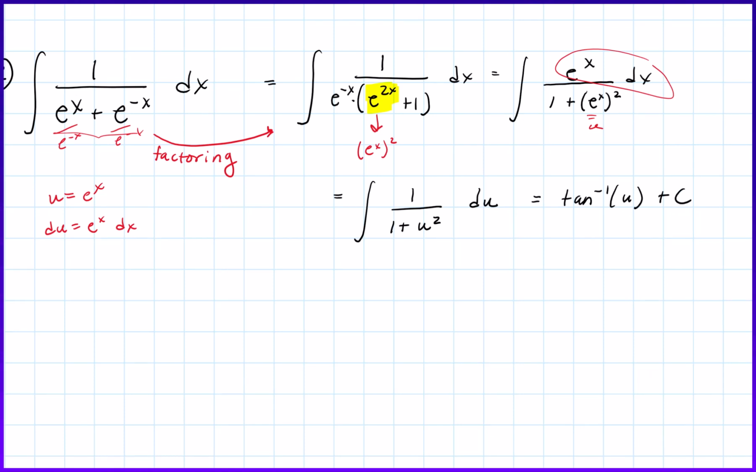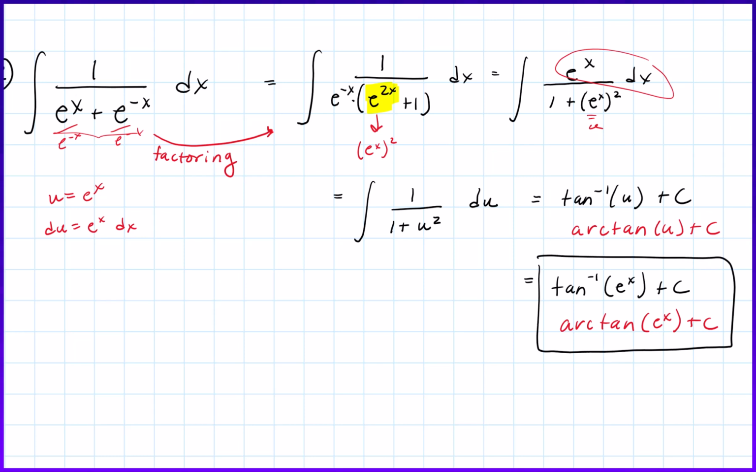Just as a quick note, if you prefer, I'll write it in red, you could also use the notation arctan of u plus c. So whichever you prefer to work with, arctan and inverse tan are the same thing, just different ways to express the same function. u was e to the x, so let's pop it back in there, plus the integration constant. Of course, if you prefer the arctan notation, and I do work interchangeably between those two, either of those two would be the correct answer for this problem.